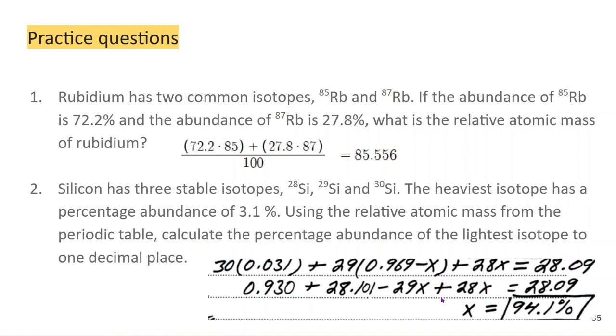If you're not super comfortable with this algebra, please let me know. Send me an email or something and we can go over this. But basically we're just simplifying. Multiplying these together, multiply 29 by each of these, you get 28.101 minus 29x, and then plus 28x. You're doing some more simplifying. Eventually you get to x equals 94.1, and this is the percent abundance of our lightest isotope.